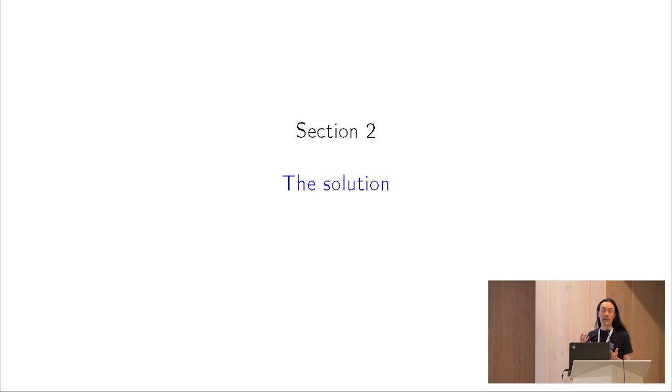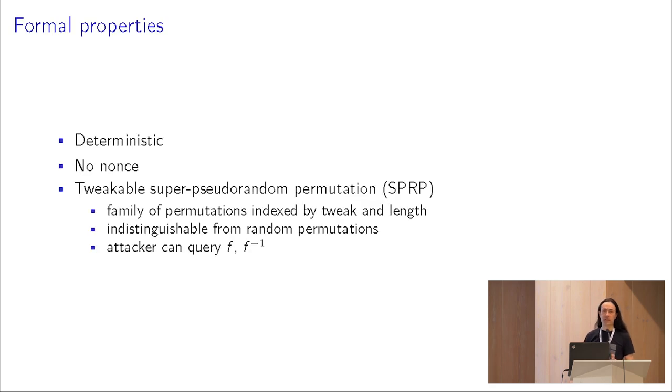Given that the ciphertext has to be the same size as the plaintext, we can't achieve the formal properties of an AEAD mode. It has to be deterministic because it's a bijection. We rewrite new content to old sectors, so there's no way to store a nonce that isn't reused. And the best we can achieve is a tweakable super pseudo-random permutation.